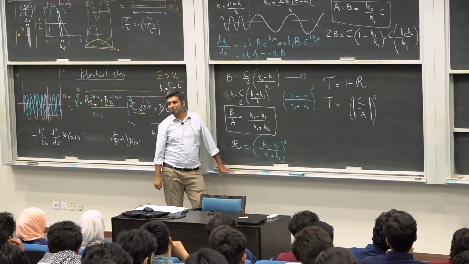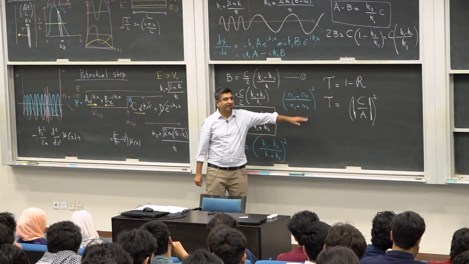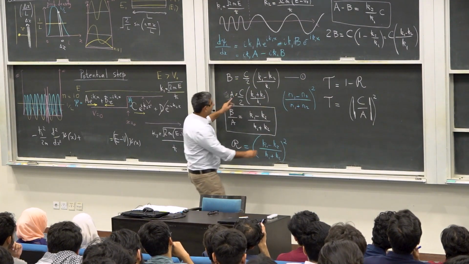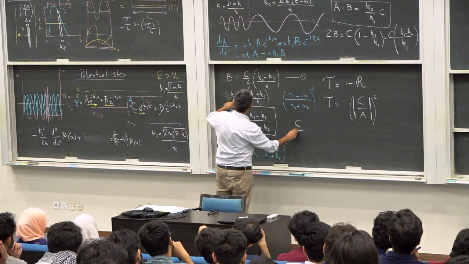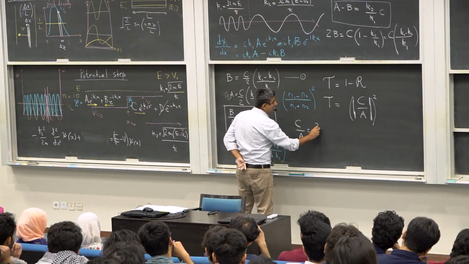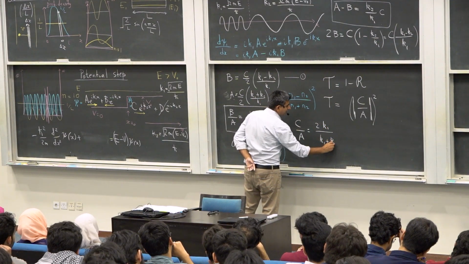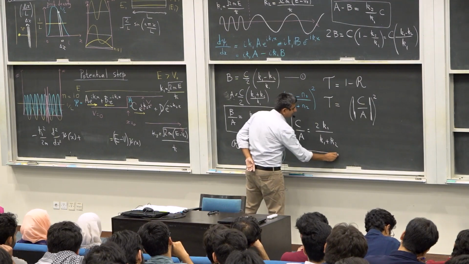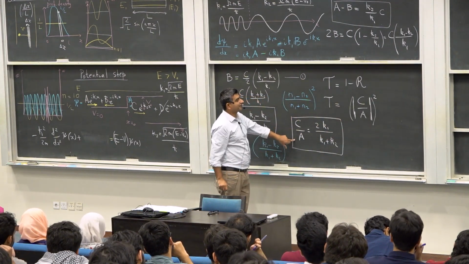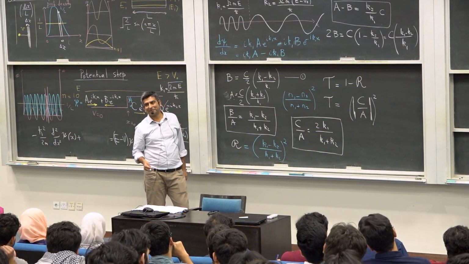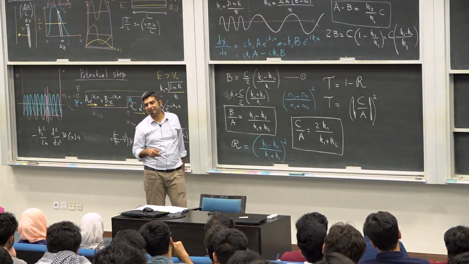Well, it's not totally correct. If you find out C over A, that's pretty easy. C over A is 2k1 over (k1 plus k2). But you will find if you square this, that's not 1 minus the reflectivity. So there's something else going on. You need an additional factor.